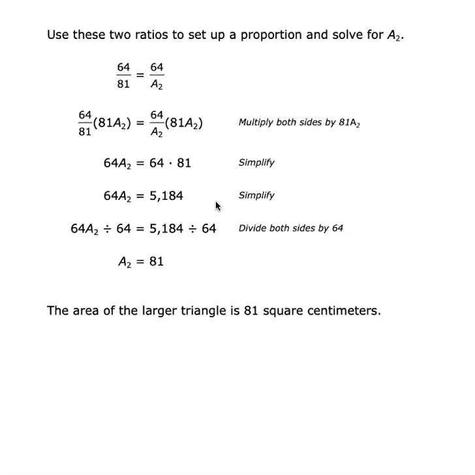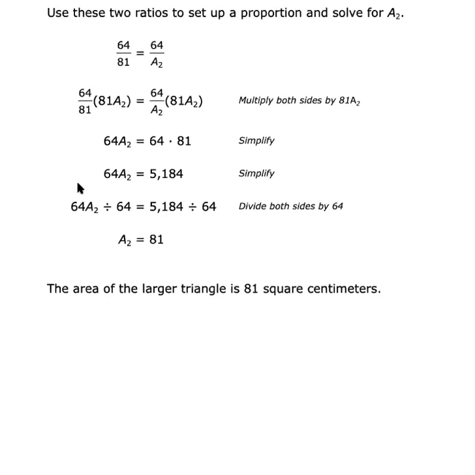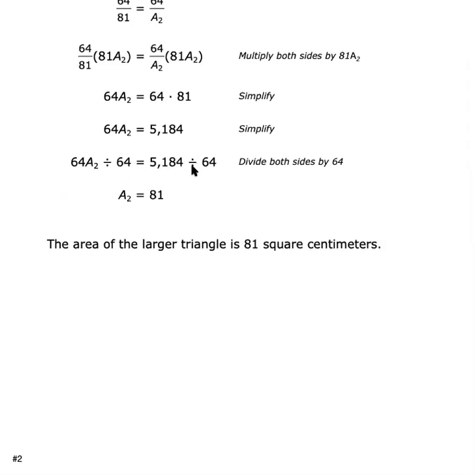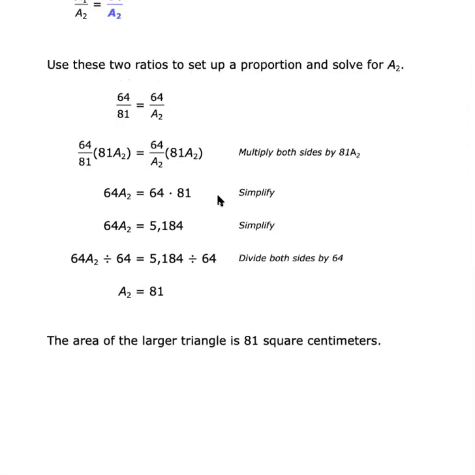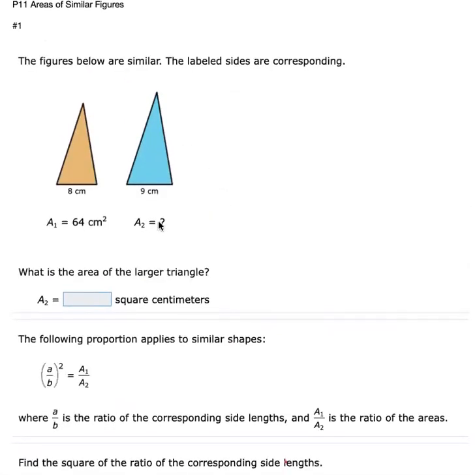5,184. Thank you for having a calculator on that one. Divide both sides by 64, and that's going to give you A2 is equal to 81. So the area of the larger triangle is 81 square centimeters right there.